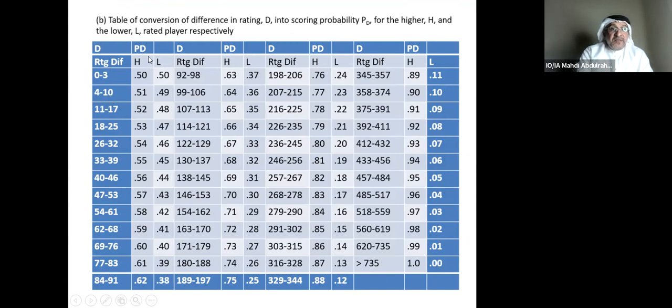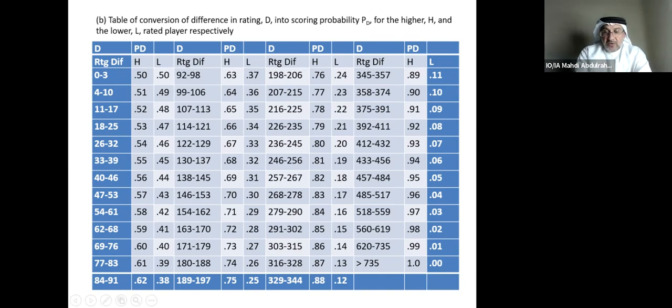Now in the PD column we have high and we have low. Barcelona was high, so we use this figure. If he were low, we would use 0.49, but because he has a higher rating than his opponent, in this case we use 0.51.